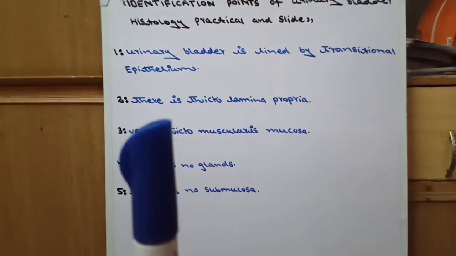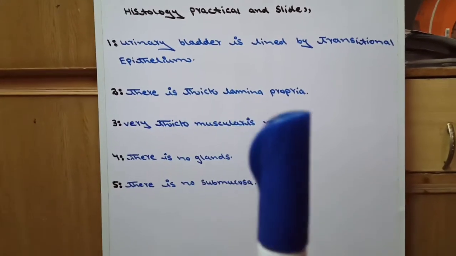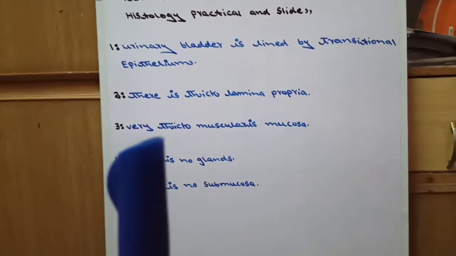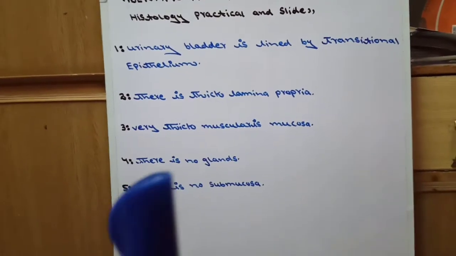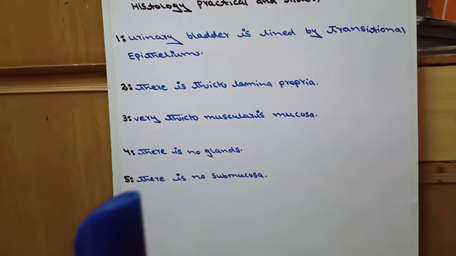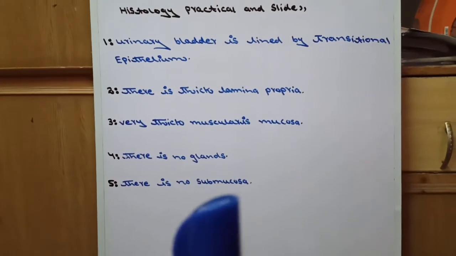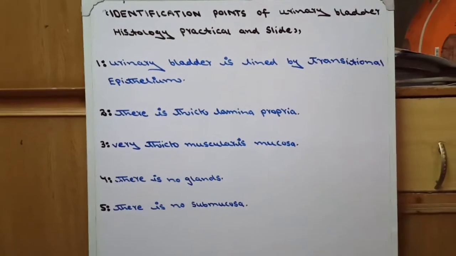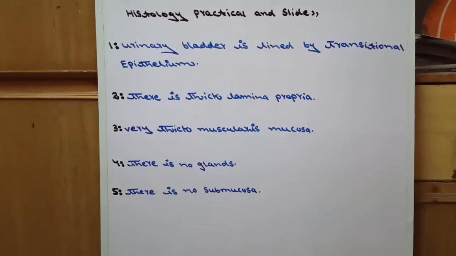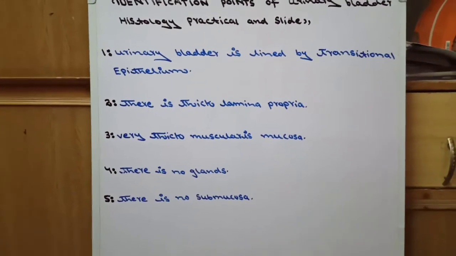Number 2, there is thick lamina propria. Number 3, very thick muscularis mucosa. Number 4, there are no glands. Number 5, there is no submucosa. These are the 5 identification points of urinary bladder for histology, practical and slide.